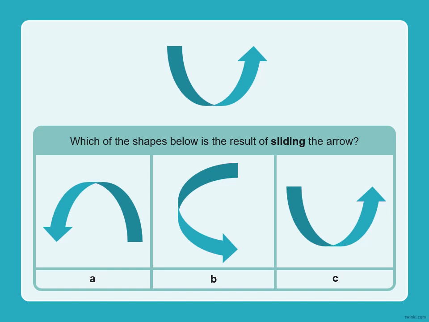Okay, so this is our shape at the top. Which of the shapes below is the result of sliding the arrow? So which one do you think? It could have moved to the left or the right or up and down. Which one do you think? I'll give you a minute. Have a little think. Pick which one, A, B or C. And if you got C, you are correct.